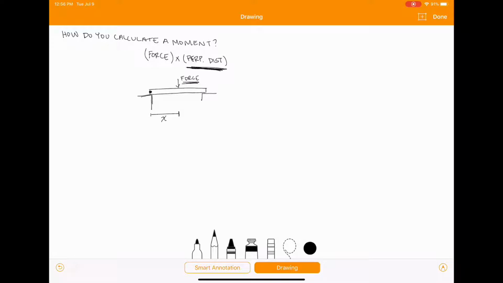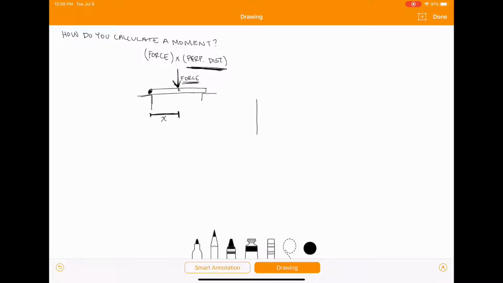Now, it's the perpendicular distance because when this force pushes down at this point, the beam has a tendency to want to rotate about this point, and so the moment being caused by this force is going to be the distance here. If we did a vertical distance here, we're not getting that rotation action that's being caused. But pushing here wants to rotate here, so it's that distance there.